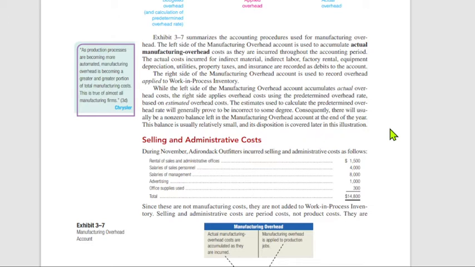According to Chrysler, as production processes are becoming more automated, manufacturing overhead is becoming a greater and greater portion of total manufacturing costs. This is true of almost all manufacturing firms.